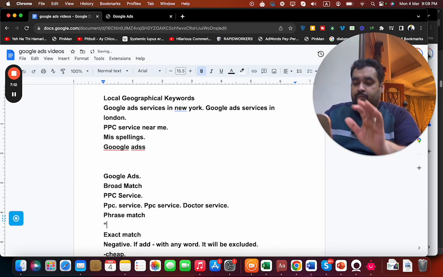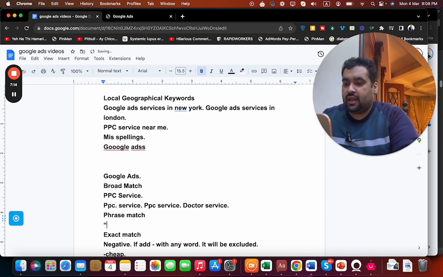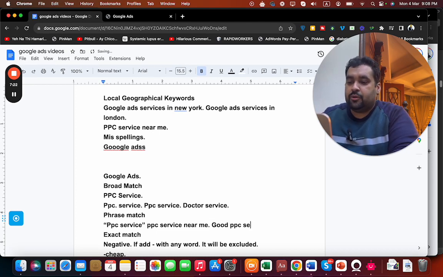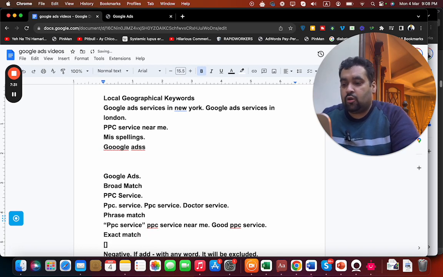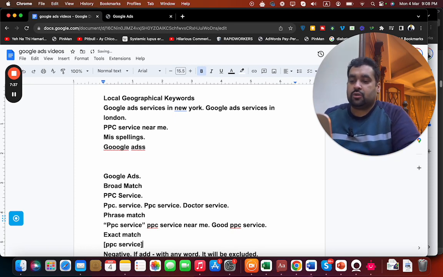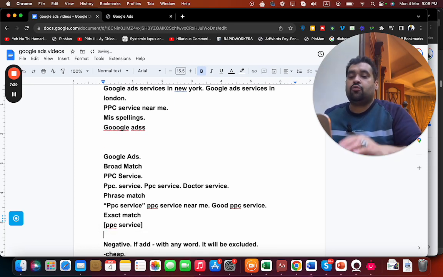Phrase match has double quotation marks, and I can write "PPC service". If someone searches for PPC service, or PPC service near me, or good PPC service, my ad will be shown. So both of these words should necessarily be present in phrase match. Exact match has brackets, and only if someone searches for exactly PPC service will my ad be shown.